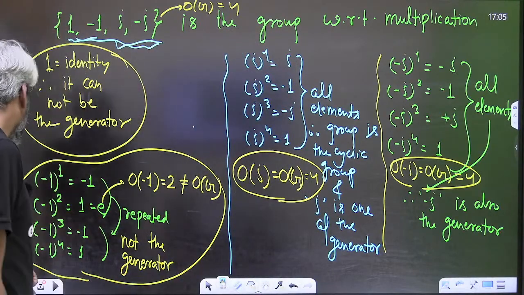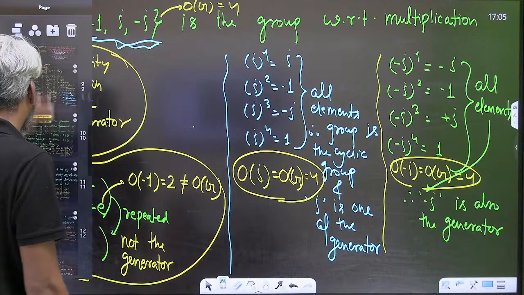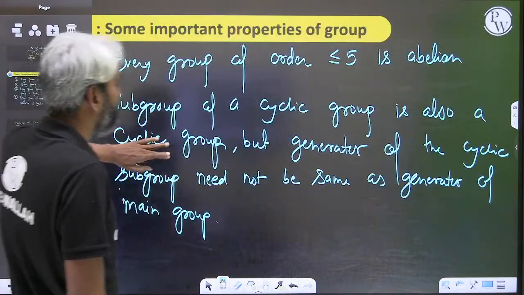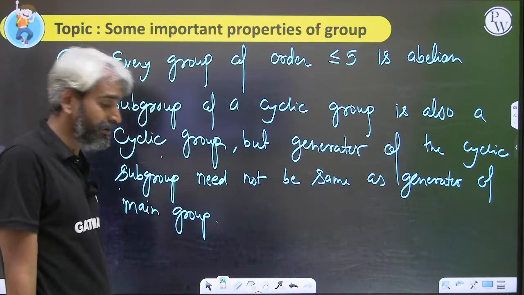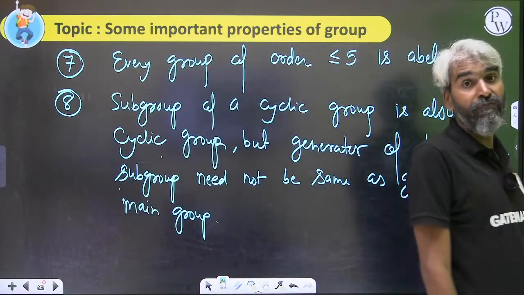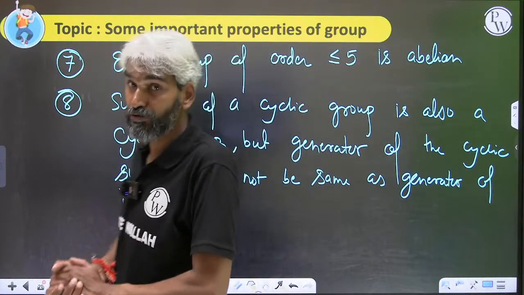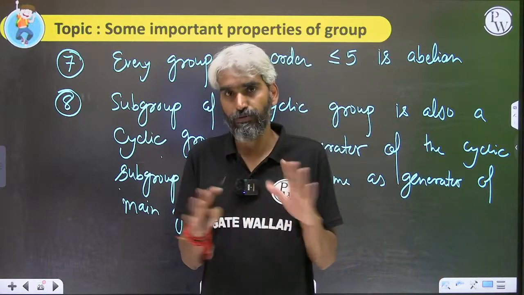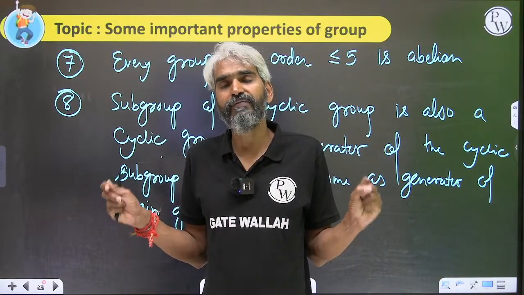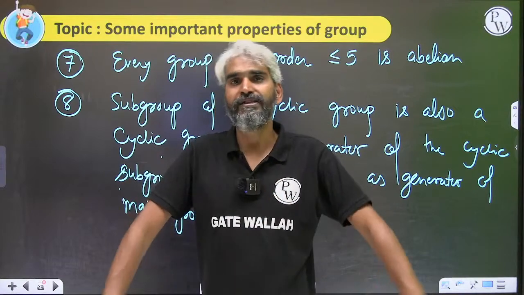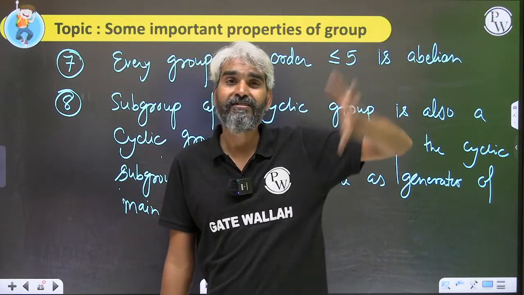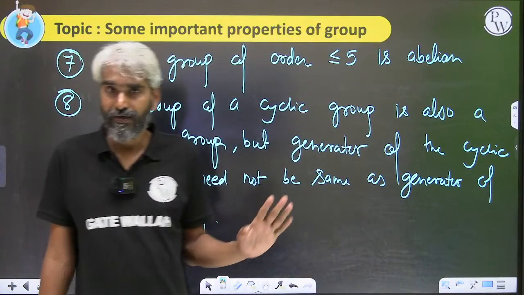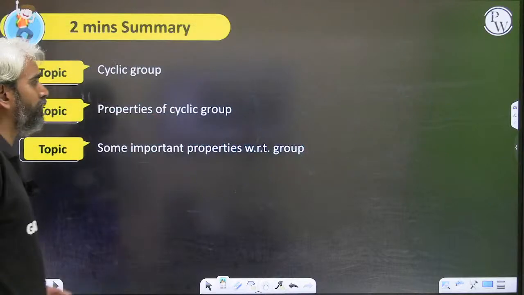So a subgroup of a cyclic group is guaranteed to be cyclic. But the generator of the cyclic subgroup need not be same as the generator of the main group. Please try to understand. I am only saying that a subgroup of a cyclic group is guaranteed to be cyclic, but it does not mean that if the group is not a cyclic group, then its subgroup cannot be cyclic. So obviously we know that if the group is cyclic, then its subgroup is guaranteed to be cyclic. But if the group is not a cyclic group, then its subgroup may or may not be cyclic. We are not giving any comment about that. Clear? So we are done with all the concepts of cyclic group.